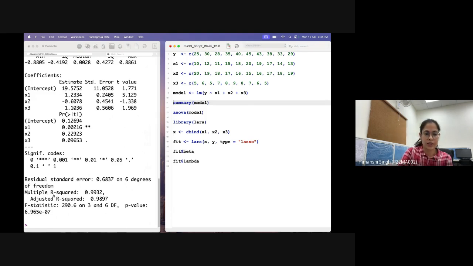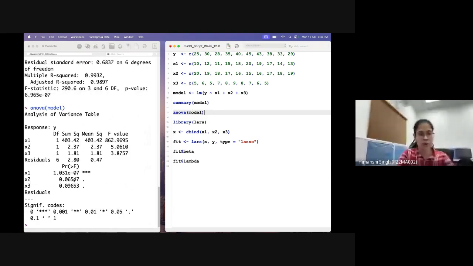Which variable is significant and which is not will be told by the individual hypothesis tests. Apart from that, we also have some more techniques, which I will discuss later. Now, before that, let me discuss this ANOVA table. If I write the ANOVA model on this lm, the same model, I get the ANOVA table.